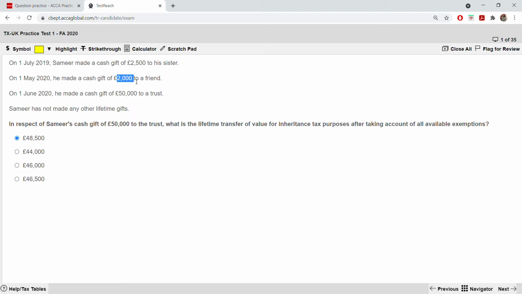Next, you also have an annual exemption for 2019-20 and an annual exemption for 2020-21. Okay, there are two annual exemptions because there are two different years. For 2019-20, this 2,500 will be deducted from 3,000, so you will be left with 500 in this year and 1,000. So overall you are deducting 1,500 from 50,000, which will lead to 48,500. Okay.